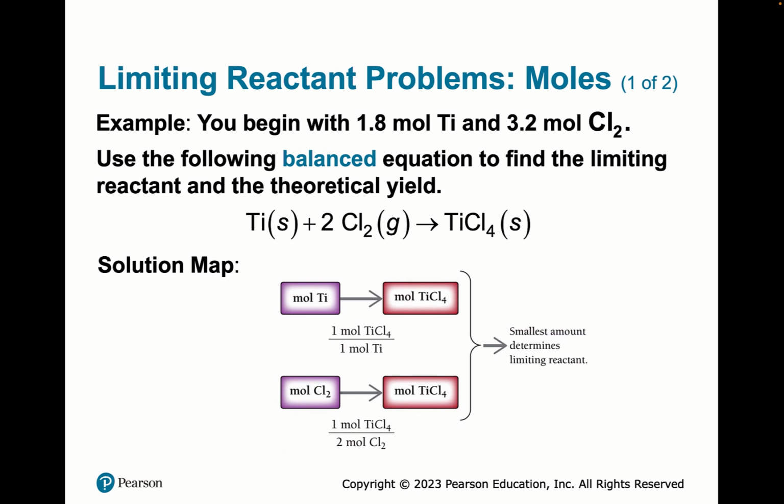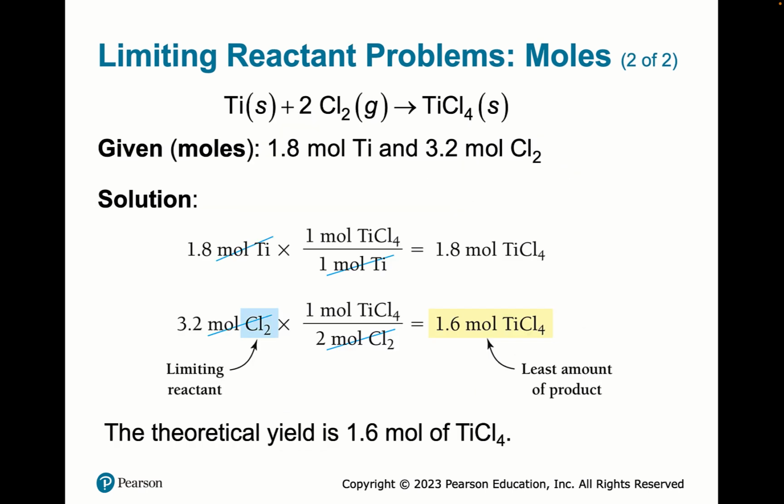So let's go on and talk about an example with this. We begin with 1.8 moles of titanium and 3.2 moles of chlorine. Use the following balanced equation to find the limiting reactant and the theoretical yield. There is a 1-to-1 molar ratio between moles of titanium and titanium chloride, and there's a 1-to-2 molar ratio between the titanium chloride and chlorine.